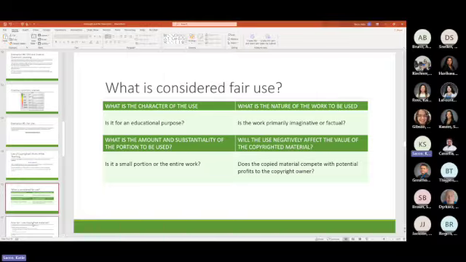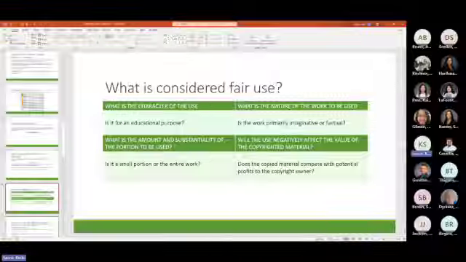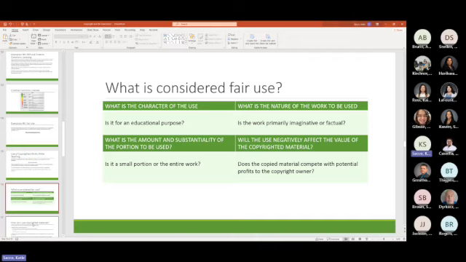So when you're looking at fair use, you have to look at the character of the use. Are you using it in your class sessions? What is the nature of the work to be cited? Factual works actually are easier for fair use than what they call imaginative works, so artworks and things like that. What is the amount and substantiality of the portion to be used.